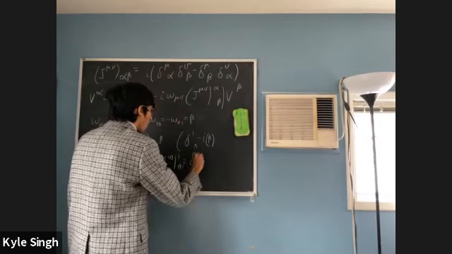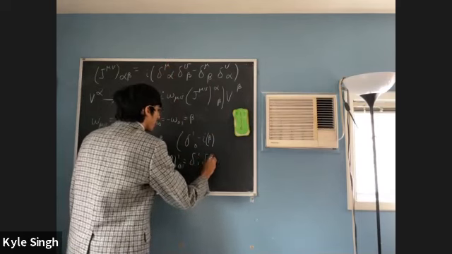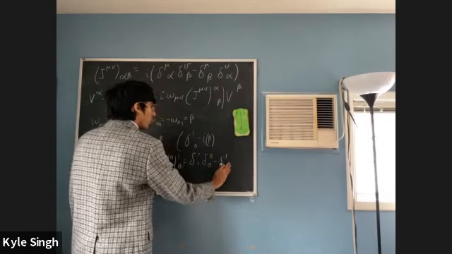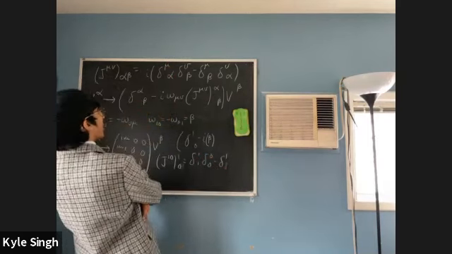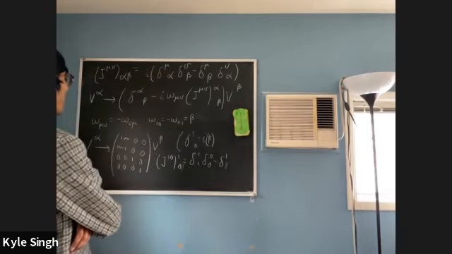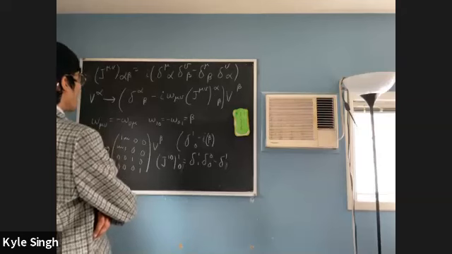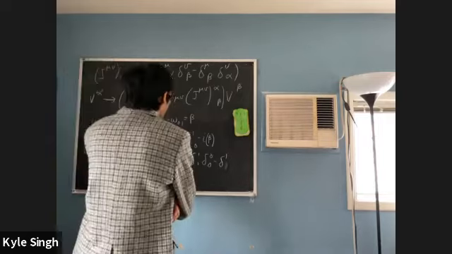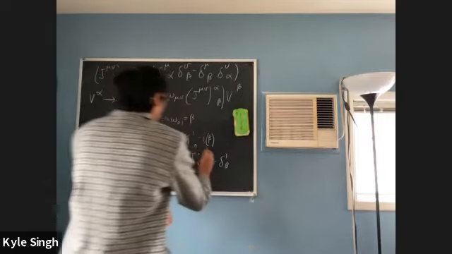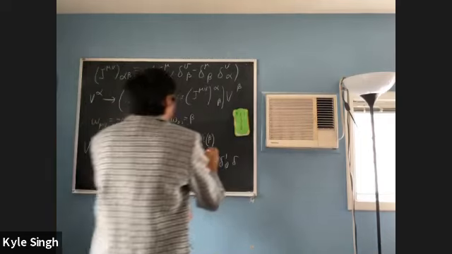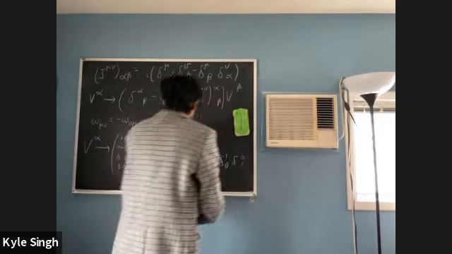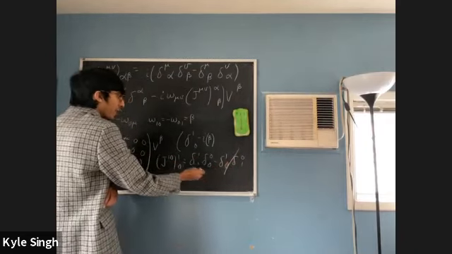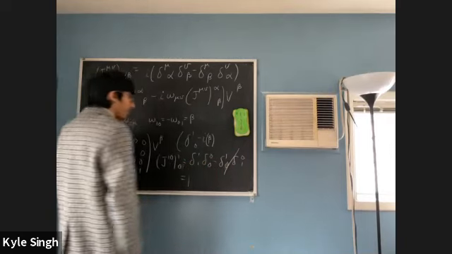Delta mu alpha is delta 1, 1. Delta nu beta is delta 0, 0. Minus delta mu beta is delta 1, 0. Oh, sorry, what is mu and beta? Oh my gosh. Mu is 1, beta is 0. Yes, and delta nu alpha, nu is 0, alpha is 1. Okay. So J1010, this guy's 0, because these Kronecker deltas are 0. This is 1 times 1, it's equal to 1.